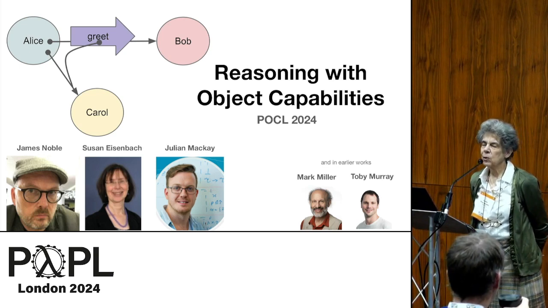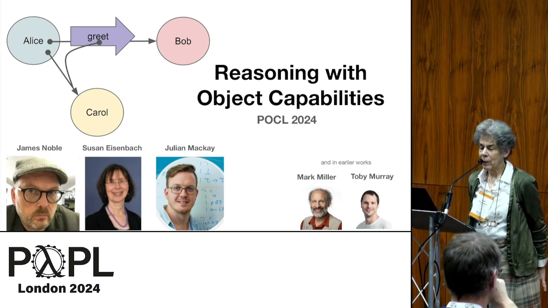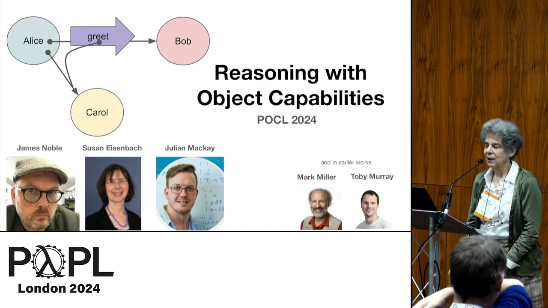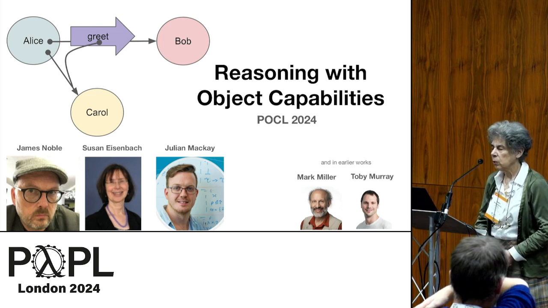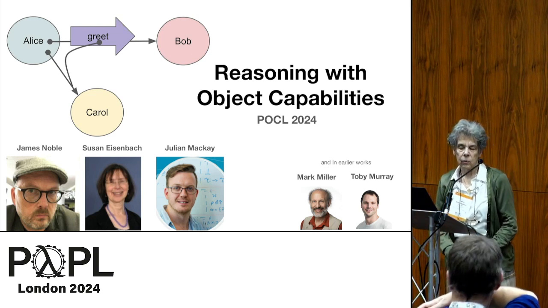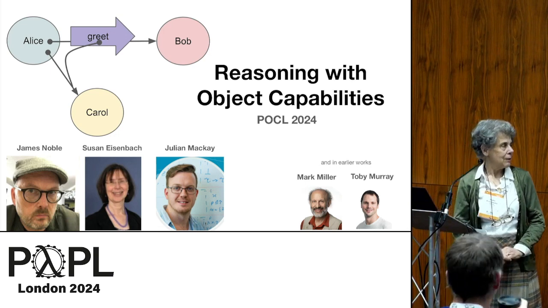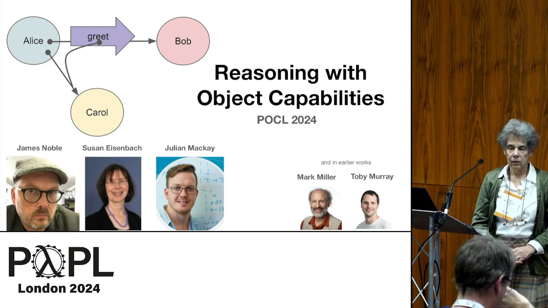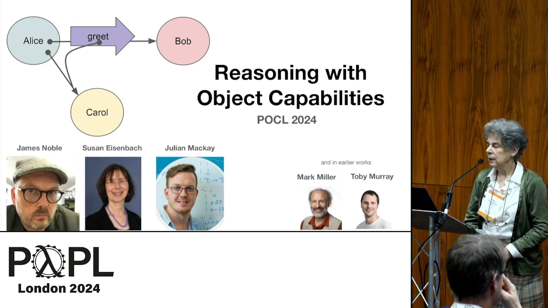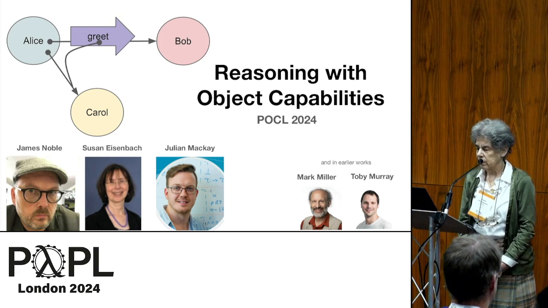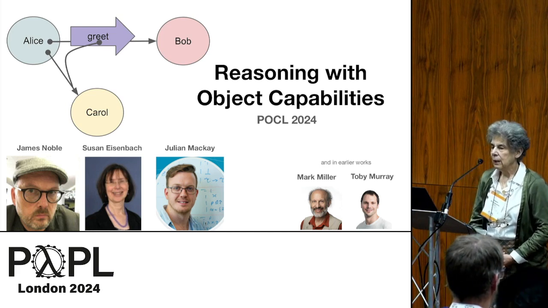Thank you for letting me talk at this workshop about a slightly related, but I think relevant question, which is how do we reason about code that uses object capabilities? This is work that we have been doing for several years now with James, who is sitting there, Susan Eisenbach and Julian Mackay, who are not here. And at earlier versions, we have been collaborating with Mark Miller and Toby Murray.